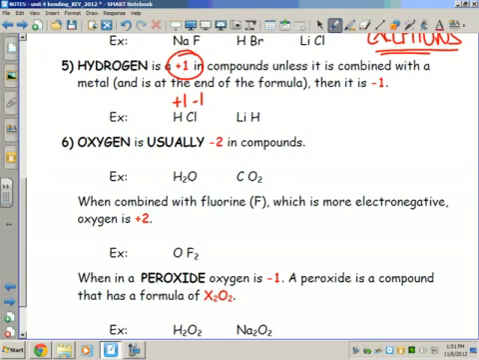Lithium in this case is the one you start with here, because now we're showing you the exception to hydrogen's rule. Lithium is a group 1 metal, so it is always going to be +1. That means that the hydrogen must be -1 if the formula is LiH, which it is.